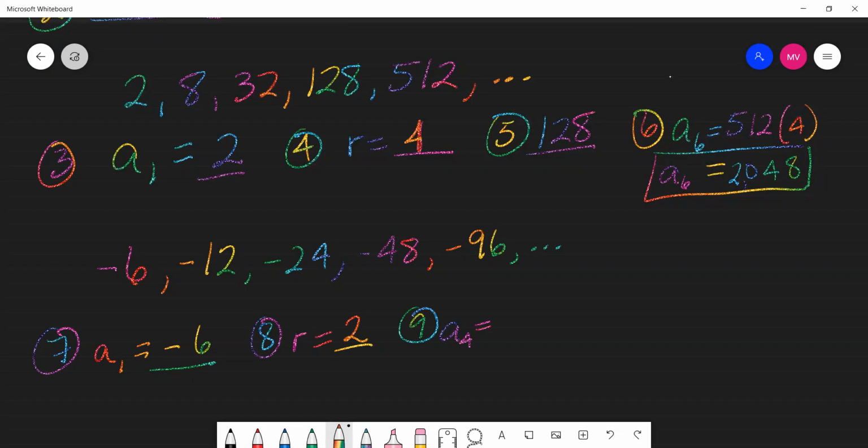I think they give us that, don't they? What's the term at position 4? -48. Oh, I thought we were talking about 6. You said what was number 6? 192. 1, 2, 3, 4, -48. And you said that the term at position 6 is 192. Negative. There we go. Negative. Yes. I was waiting.